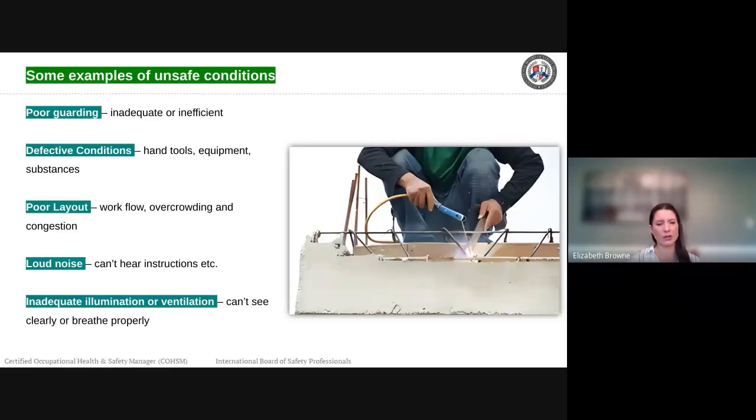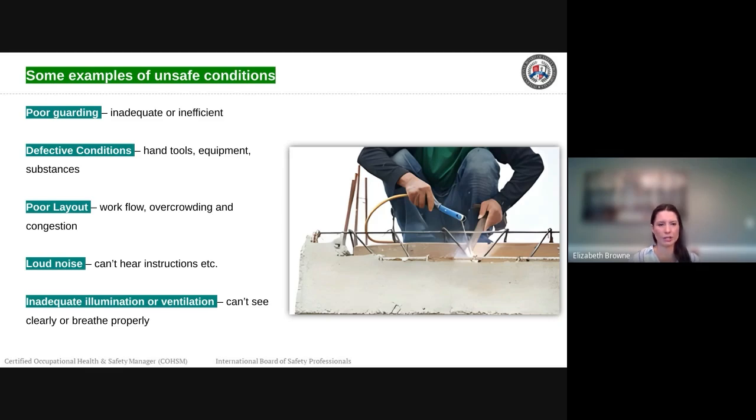So some unsafe conditions include poor guarding on machinery, so inadequate or inefficient, or as I've seen many times, completely missing machine guarding, which can typically be attributed to an unsafe act, meaning an employee removes a machine guard, for example, on a hand grinder because they need to grind in a corner or an angle of something that they state the guard keeps the grinder from reaching. And so the employee will remove the guard.